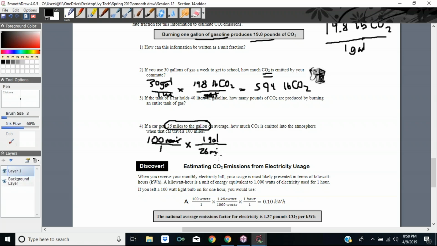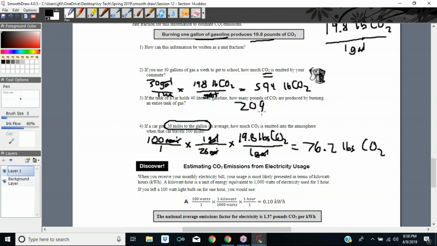So even though it's miles per gallon, we want to use the ratio with miles on the denominator. Now we have the number of gallons, and now we can just multiply by that 19.8. And we'll get our pounds of CO2. And number 3's answer, just so you have it, is 209 pounds of CO2 per tank.